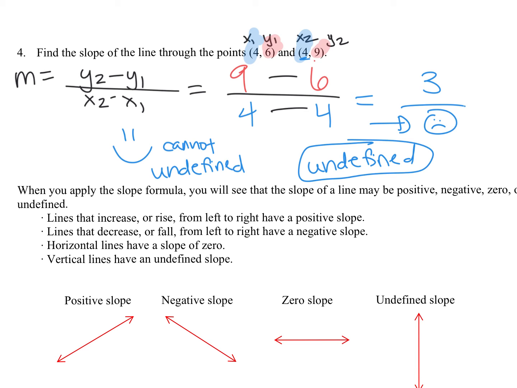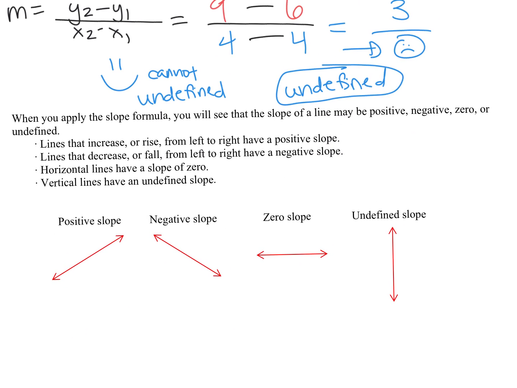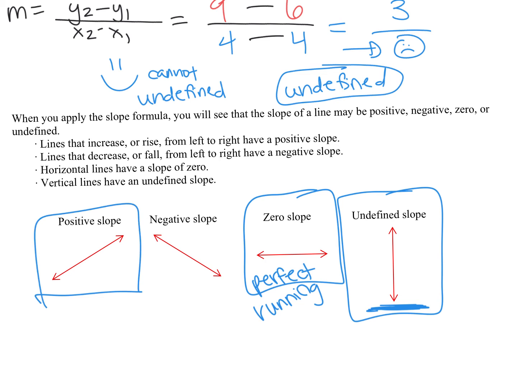Sometimes that does occur, and that actually leads me to my next point. Graphically, an undefined slope would look like a vertical line. So vertical lines have an undefined slope. The 0 slope is the perfect running slope. If you think about it, a track is flat for a reason. A positive slope would be like running uphill, and a negative slope would be like running downhill. So those are the 4 different types of slope that we can have.